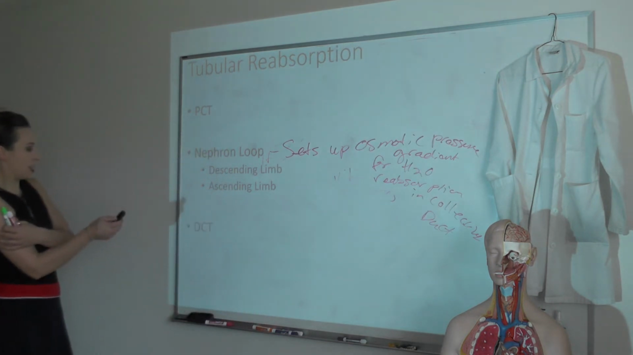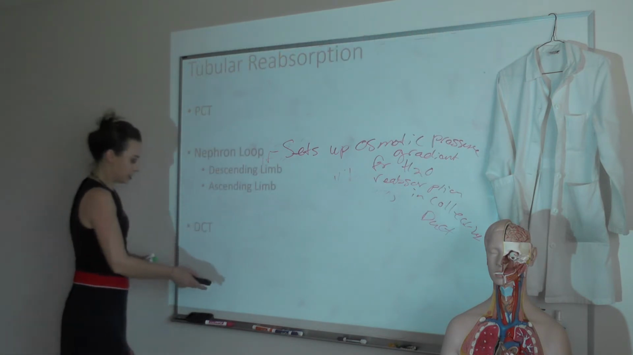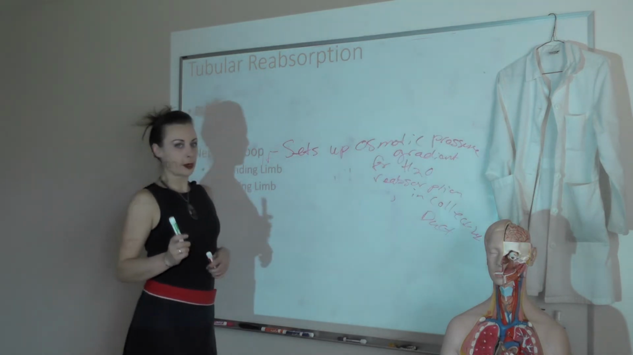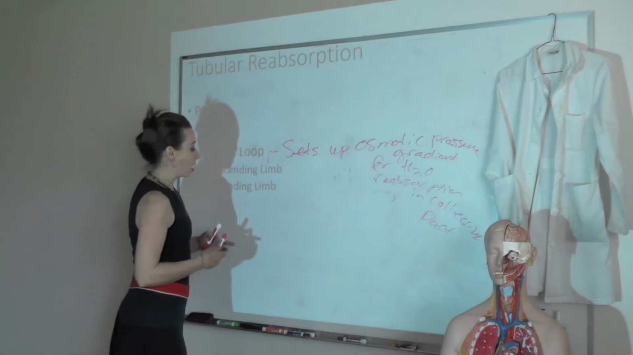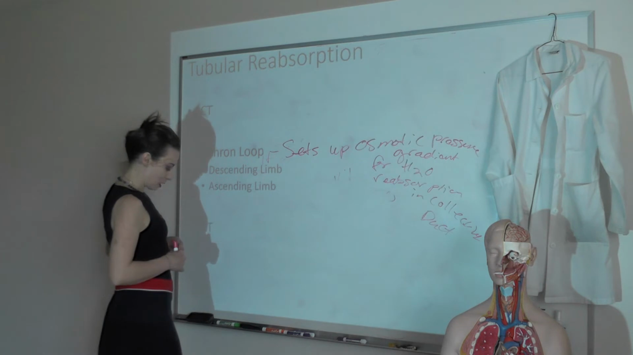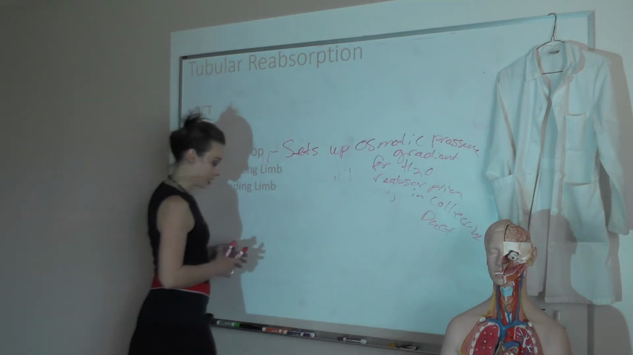And it's got two parts, the descending limb and the ascending limb. The descending limb is permeable to water, but not salt. So we will do reabsorption of water in the descending limb. And then the ascending limb is permeable to salt, but not water. So we'll do active reabsorption of salt in the ascending limb.